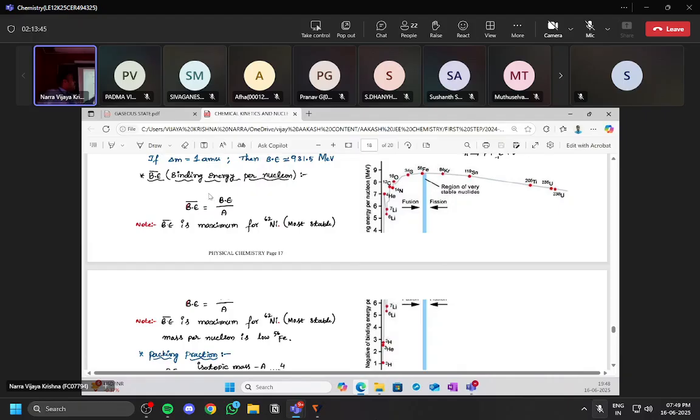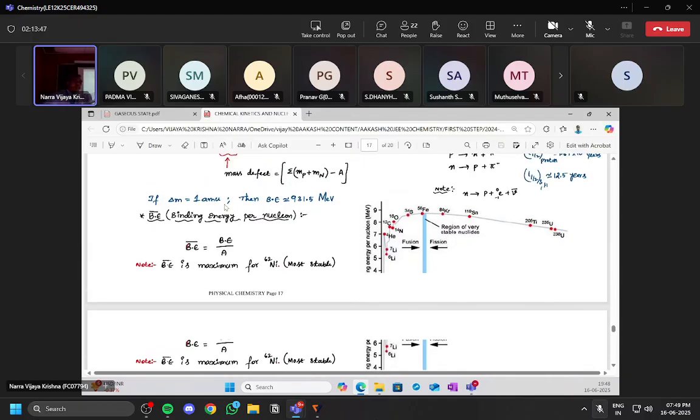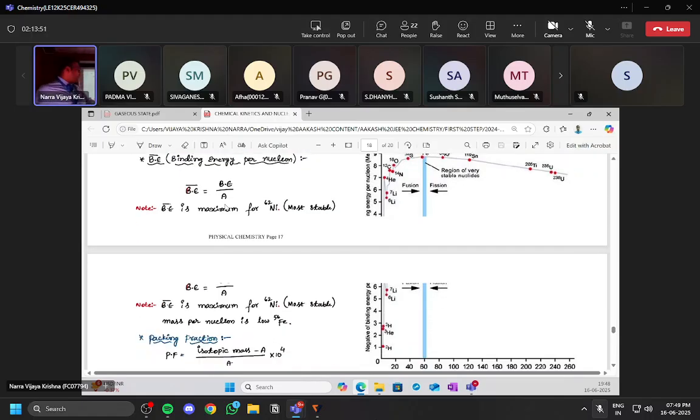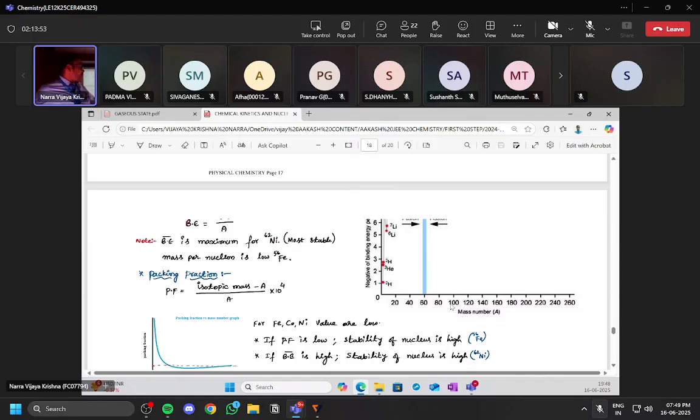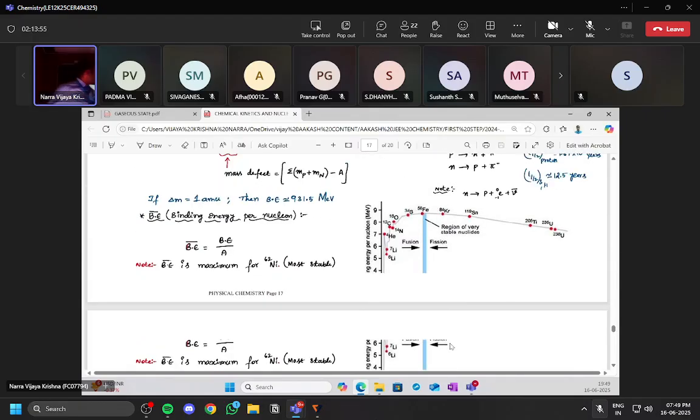Now binding energy per nucleon. Whatever binding energy you calculated here, divided by mass number, is the binding energy per nucleon. If you plot a graph between binding energy per nucleon versus mass number, you will get this curve. So binding energy per nucleon is maximum for iron. So iron is the more stable nucleus according to the binding energy per nucleon graph.